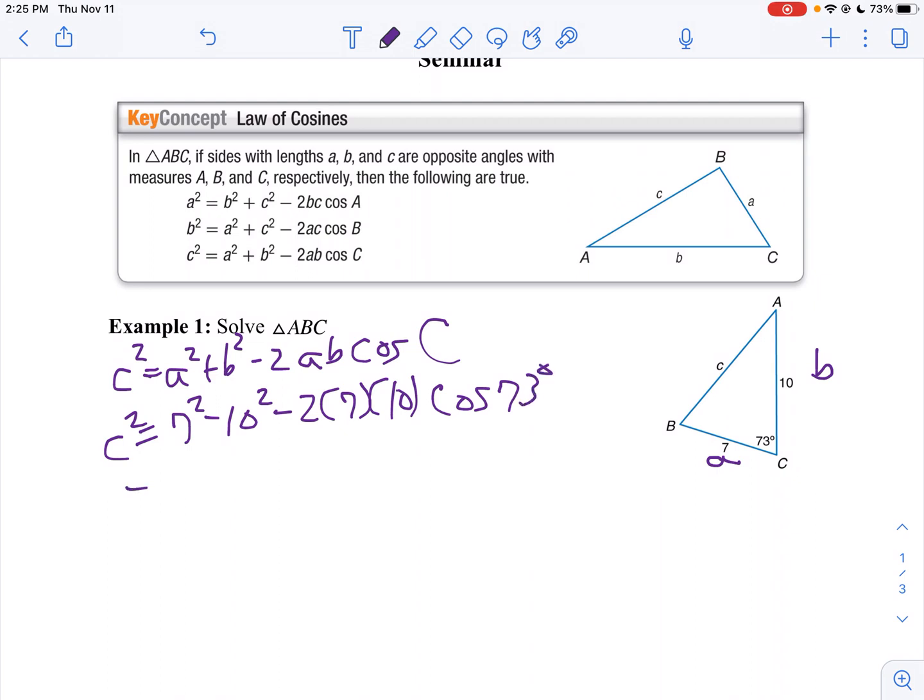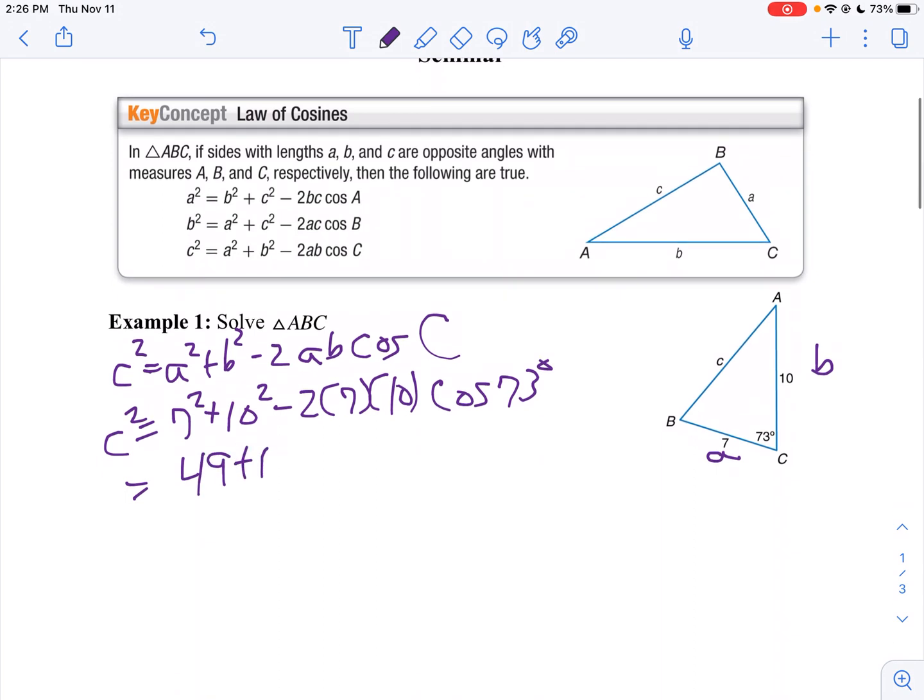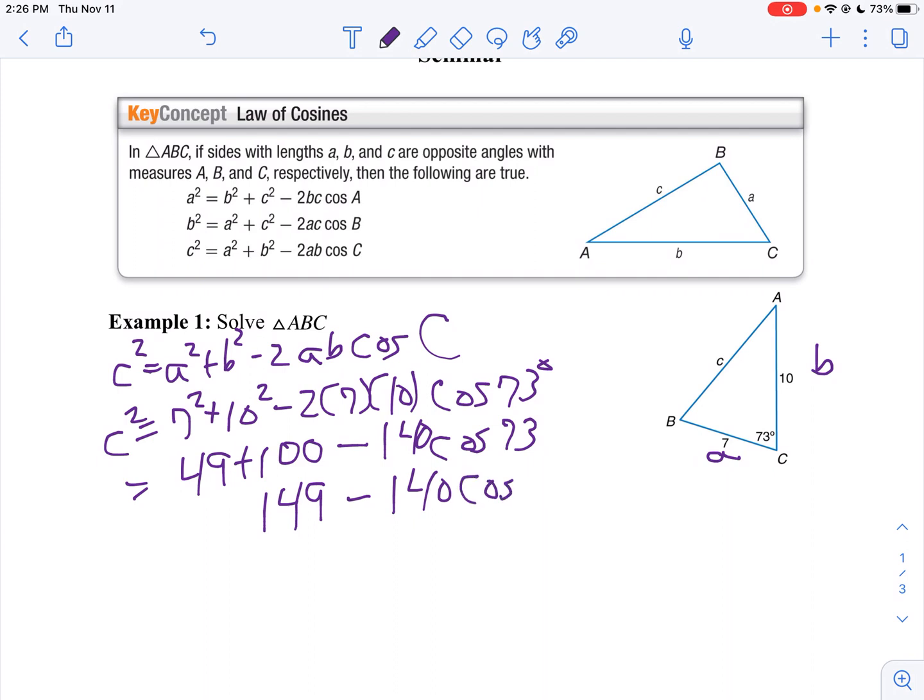Now we're just going to simplify this. I put a minus there, I meant a plus: 7 squared plus 10 squared. So you get 49 plus 100 minus 2 times 7 is 14 times 10 is 140 times the cosine of 73. Well, 49 plus 100 is 149 minus 140 times the cosine of 73. Don't subtract 149 and 140, because you have to multiply 140 times the cosine of 73 first.